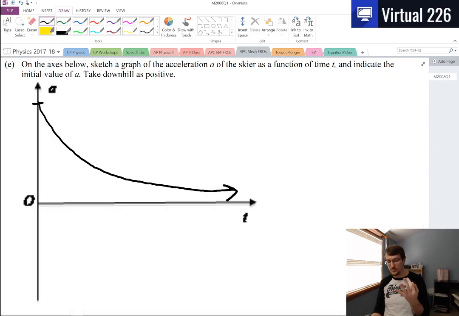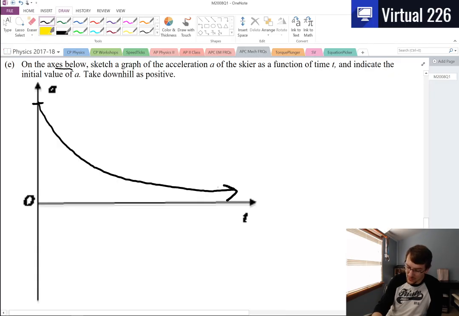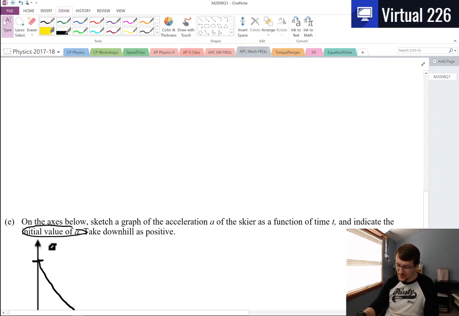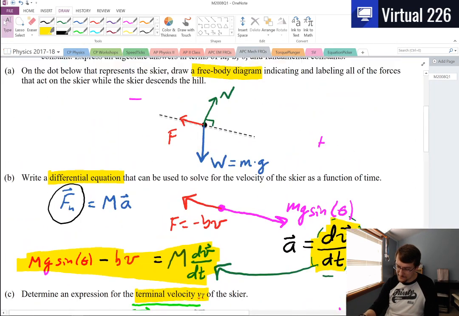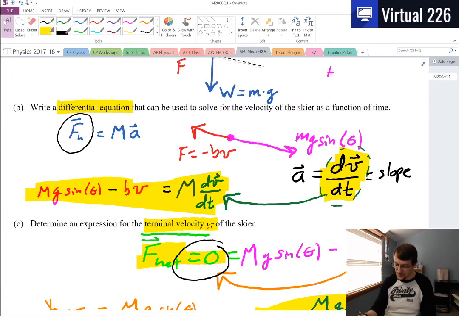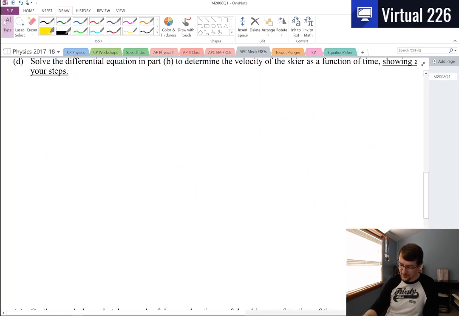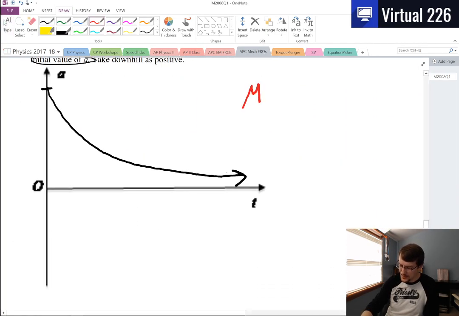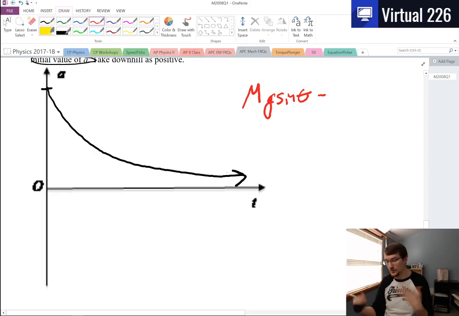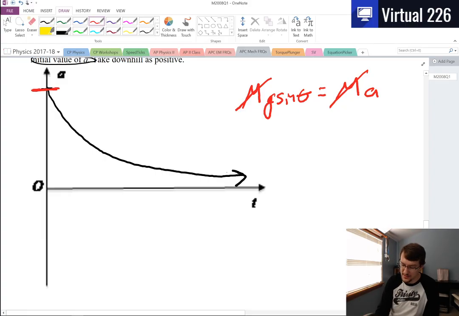So we just got 2 out of 3 points for this problem, and the only last thing we need to do is label an initial value of a, which we know as well. If we go back up to the very beginning here, where we started writing our force equations, well, if we're not moving yet, then this is what we had, but v would equal 0. So what we could say here for our value of a is, if we have mg sine theta minus 0, because bv equals 0, v is 0 there, that equals ma. And that means our m's divide out, which means that this initial starting point is g sine theta.